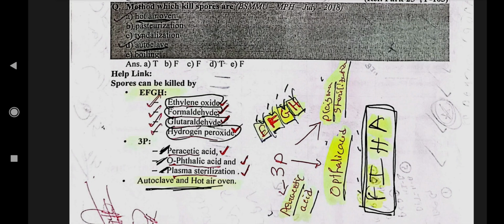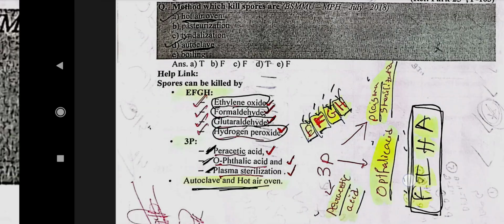Methods which kill spores are. True answer: hot air oven, autoclave. False answer: pasteurization, tyndalization, boiling. Spores can be killed by ethylene oxide, formaldehyde, glutaraldehyde, hydrogen peroxide, peracetic acid, ortho-phthalaldehyde, plasma sterilization, autoclave, hot air oven.